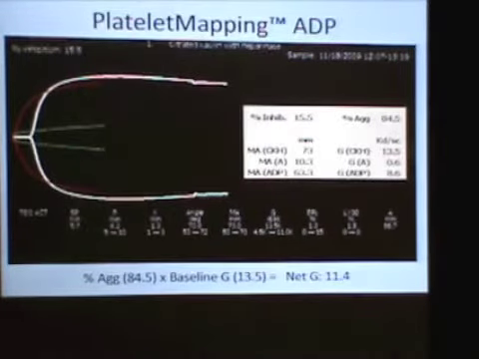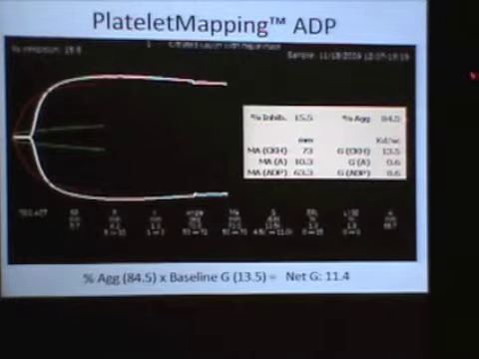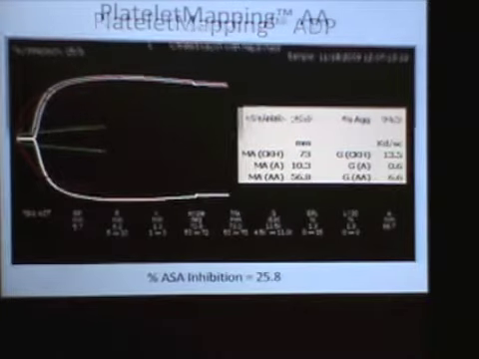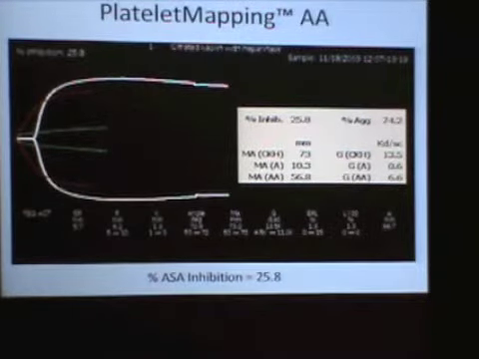How's her mapping look? So 85% functional, so she's got a net G of 11.4, perfect. So she's still hyper on her clot strength. And her aspirin has got her 26% inhibited, so we may need some DDAVP at the end of the case.